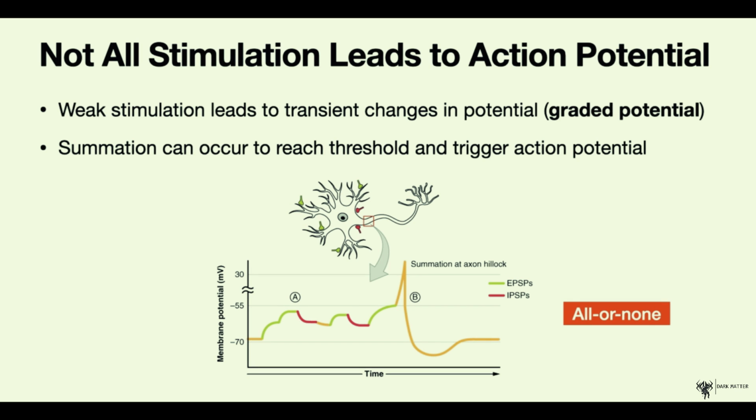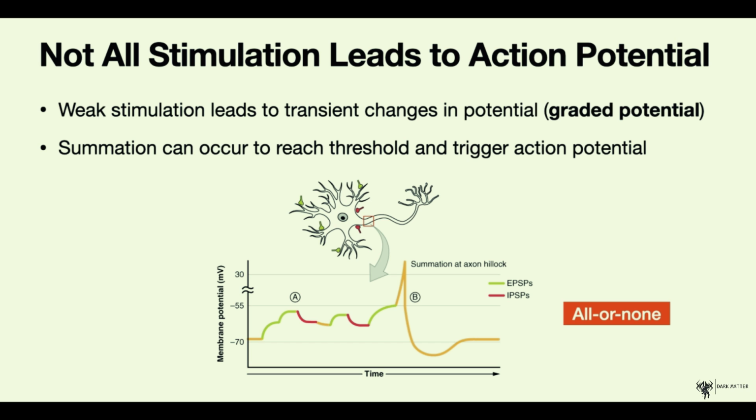So it's important to understand also that not every stimulation is going to lead to an action potential. I said that if the neuron potential reaches the threshold of around -55, then we can have an action potential. But not all stimulation is going to reach the threshold. Weak stimulation at the synapse will just lead to small, transient changes in the voltage across the membrane, so we call these graded potentials.